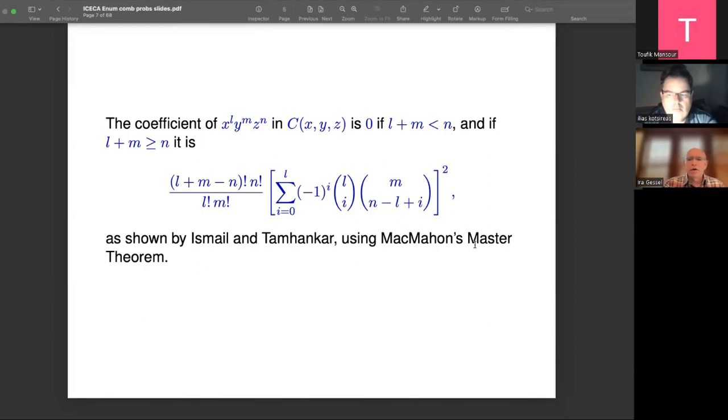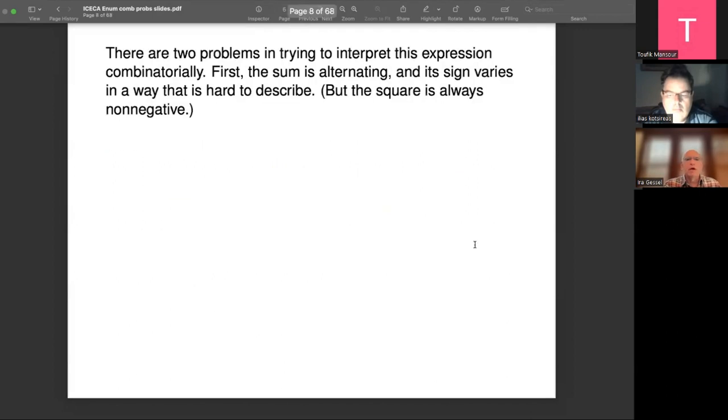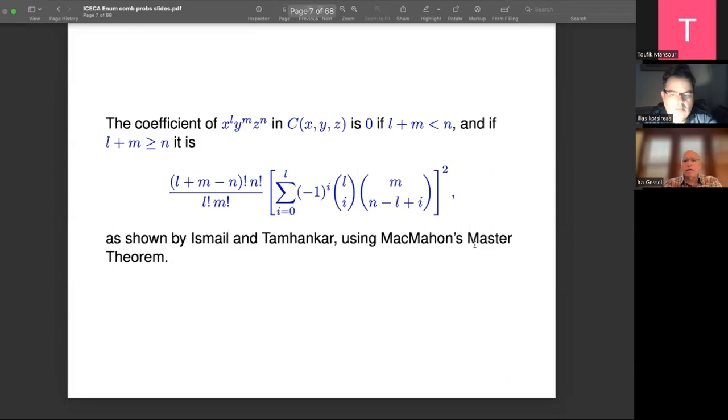Now, if we wanted to try to get a combinatorial interpretation out of this, we have two problems. One is that the thing that we're squaring is an alternating sum, and it's hard to figure out exactly what the sign is. There doesn't seem to be a simple pattern in the sign. Whenever you have a square, we know that we have a non-negative integer. But if we don't know the sign of the thing, it's very difficult to give it a combinatorial interpretation.